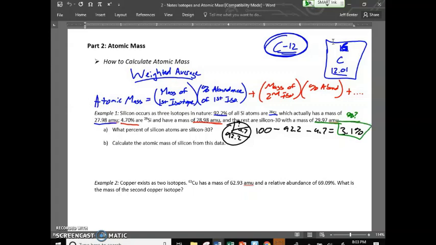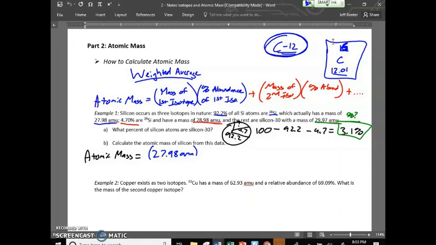Okay. And then next we want to calculate the atomic mass of silicon. No cheating. Just look on the periodic table here. You actually have to calculate it. Okay, so our atomic mass is going to be equal to the mass of the first isotope, which is 27.98 AMUs. I forgot the AMU here.